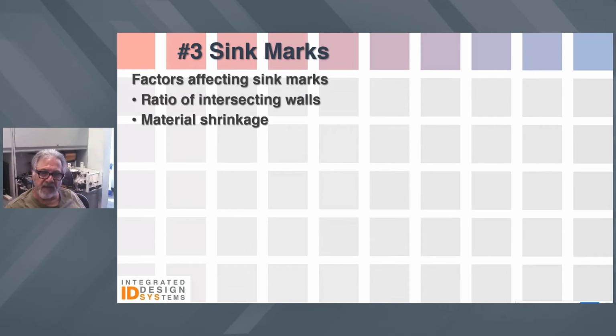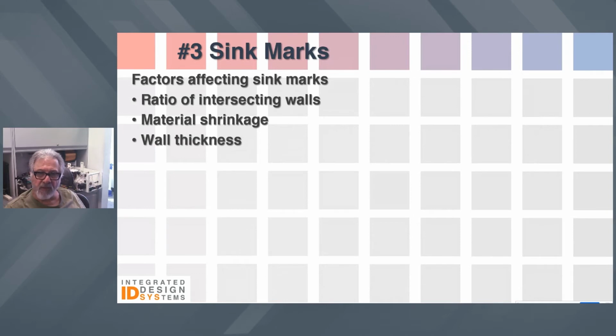Now, as you start to deviate from that range, you're going to start to experience a certain amount of surface sinking, because the material is cooling at a slower rate, and it forms a skin, and then it starts to actually shrink in, and you get a sink mark. That's what causes the shrink mark. So that's also a function of material shrinkage. Some materials tend to shrink more than others, as I mentioned earlier, and they're more prone to sinking than other materials.